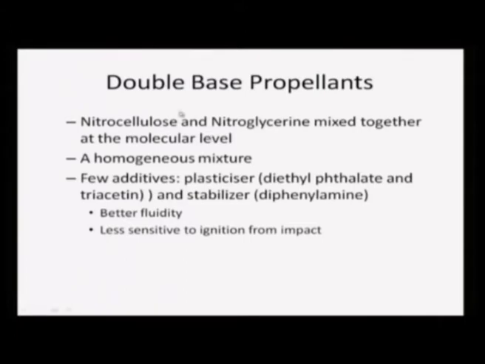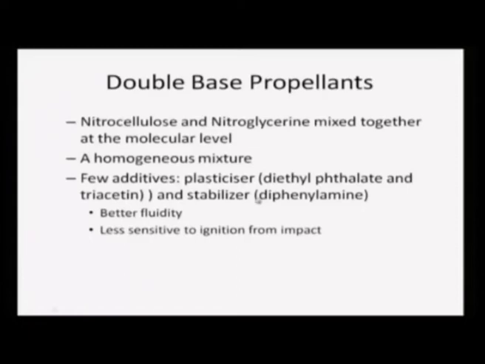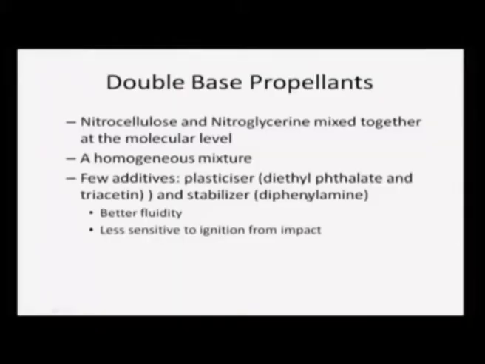Now, when they are to be mixed at the molecular level, you have to add some additives. One of the additives is a plasticizer, which is typically diethyl phthalate and triacetine. This essentially allows these 2, nitrocellulose and nitroglycerin, to be compacted together. So, it works like a binding agent to keep them together. At the same time, you need some kind of stabilizer to control the burning rate. The stabilizer controls the burning rate. So, it works like a damper, so that you can get a required burning rate. So, diphenylamine is used as the stabilizer with this propellant.